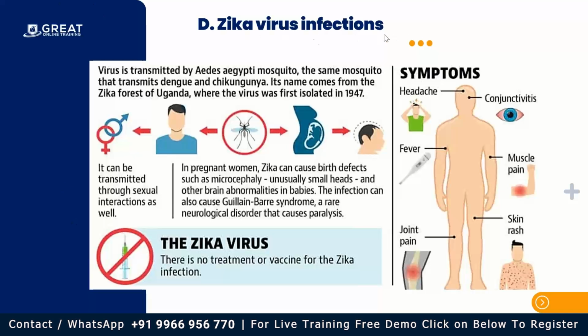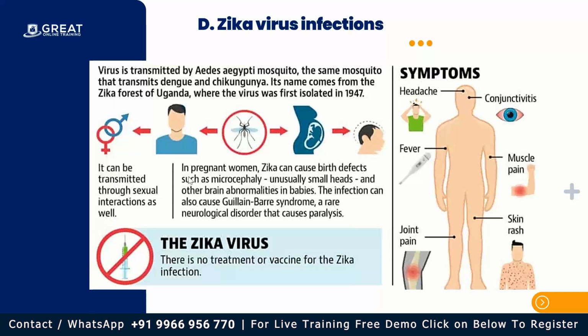So next, Zika virus infection. The virus is transmitted by the Aedes aegypti mosquito, the same mosquito that transmits dengue and chikungunya. Its name comes from the Zika forest of Uganda, where the virus was first isolated in 1947. It can be transmitted through sexual interactions as well. In pregnant women, Zika can cause birth defects such as microcephaly.